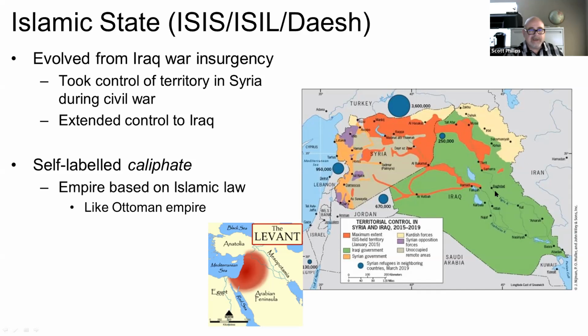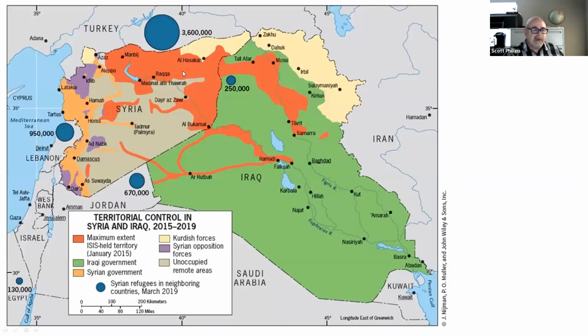They called themselves a caliphate, or what's called an empire based on Islamic law, kind of like the idea of the Ottoman Empire of old. So this is showing territory that was held by the Islamic State. These are areas where the local governments in Iraq and Syria didn't have control, and they were expanding, trying to create their own state within other states.